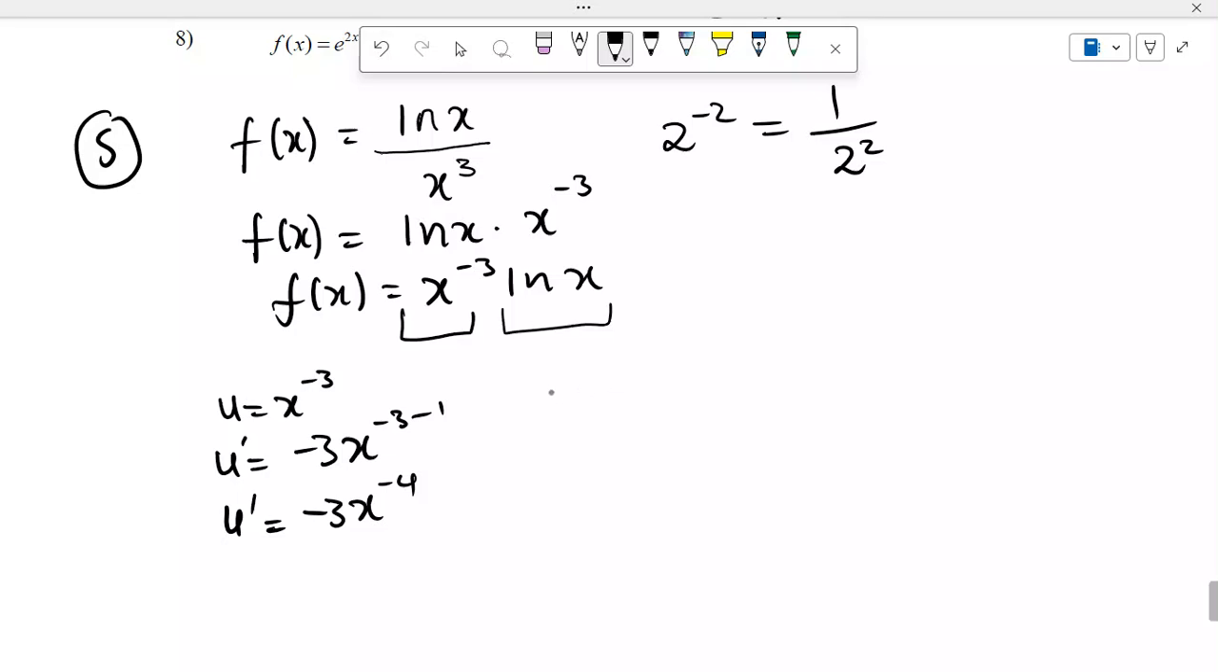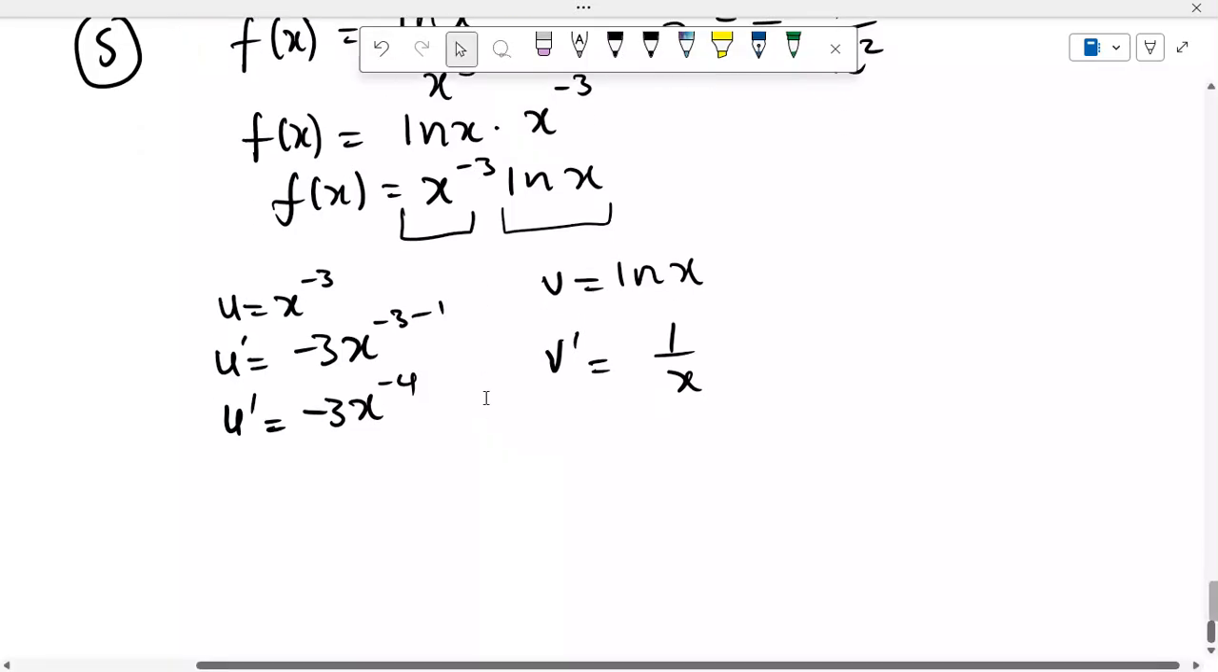Okay, so let's say v now. V equals natural log of x. So what is your v prime? When you differentiate ln x, it's just 1 over x, the opposite of integration. When you integrate this, it will give you this. You differentiate this to give you this. So natural log x, when you differentiate it, is 1 over x.